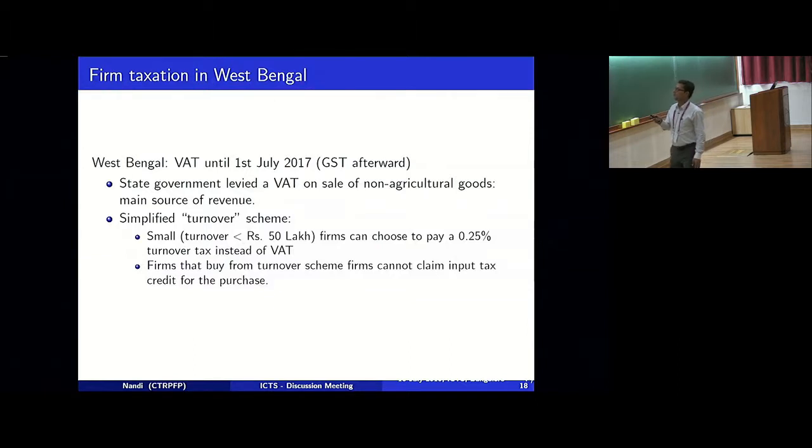For small firms, which are defined by a threshold value of 15 lakh, there was a turnover scheme where the tax rate is 0.25%. Note it's not 25%, it's 0.25%, so very little tax. But it is on the turnover, not only on value added.